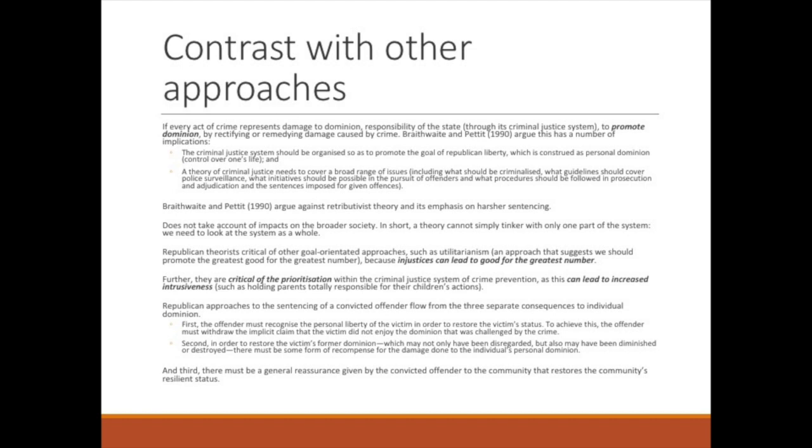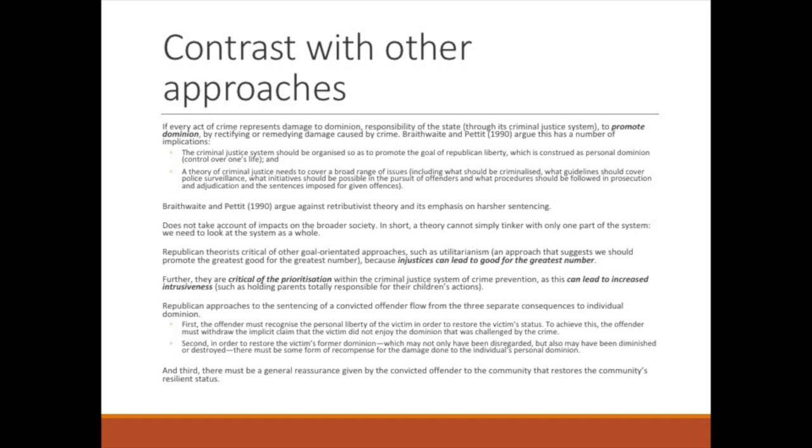Now, if every act of crime is damage to dominion, the state, through the criminal justice system, has a responsibility to promote or re-promote dominion. And it does this by rectifying or remedying the damage caused by crime. Now, Republican perspectives, as mentioned earlier, argue against retributive theory and its emphasis on harsher sentencing. Why is this a problem for Republican thinking? Because retribution does not take into account the impacts of crime on broader society.